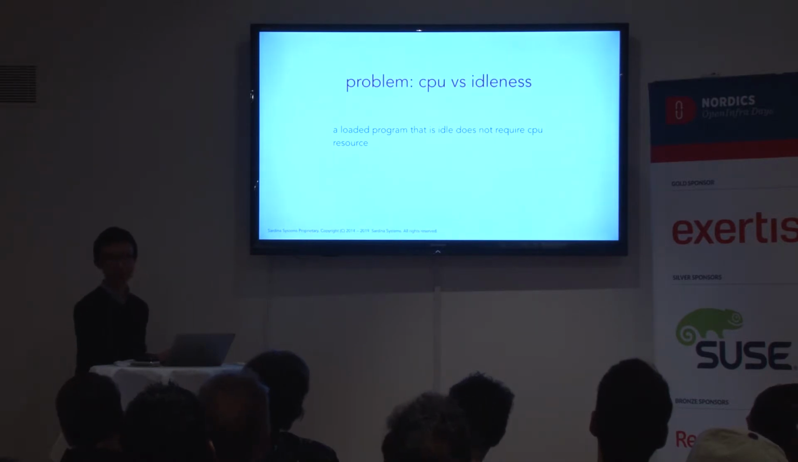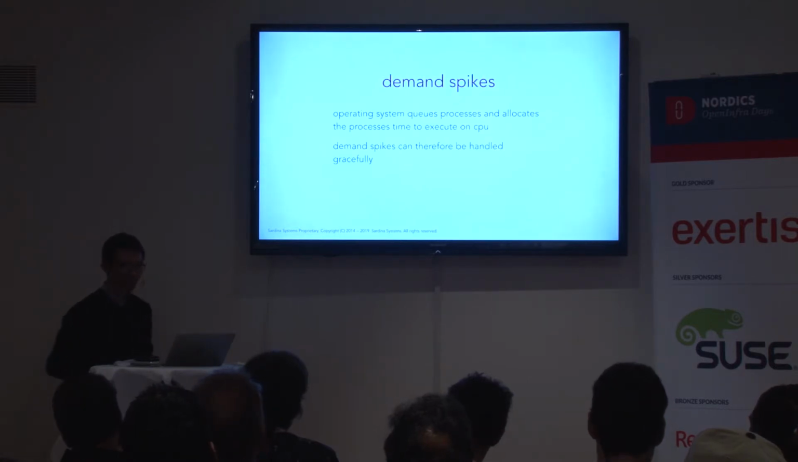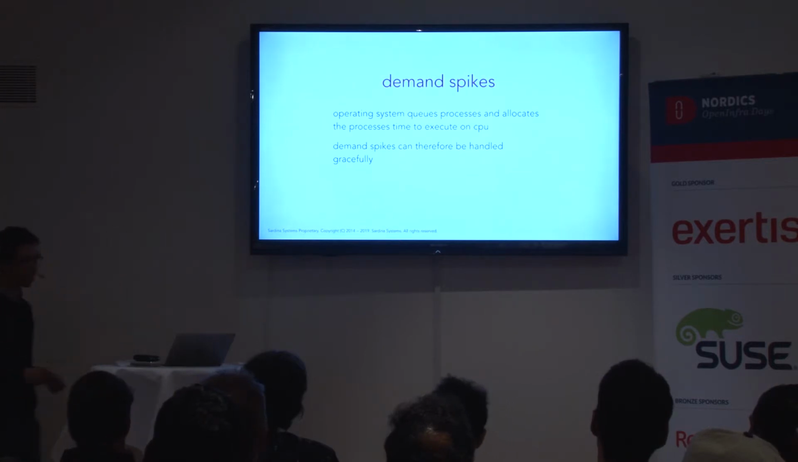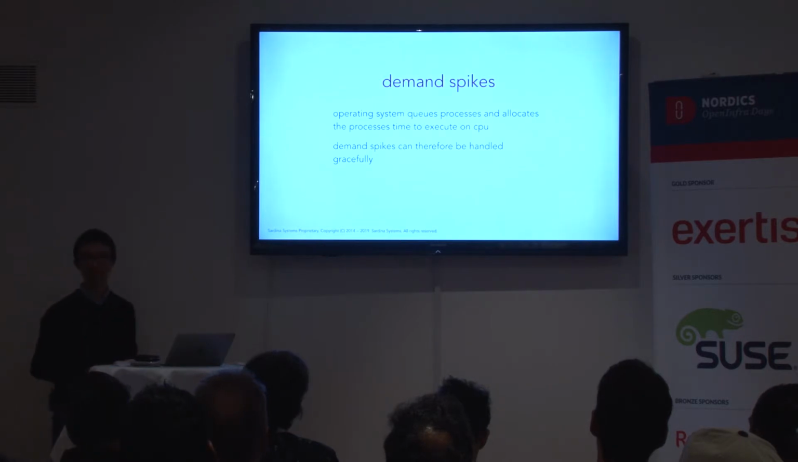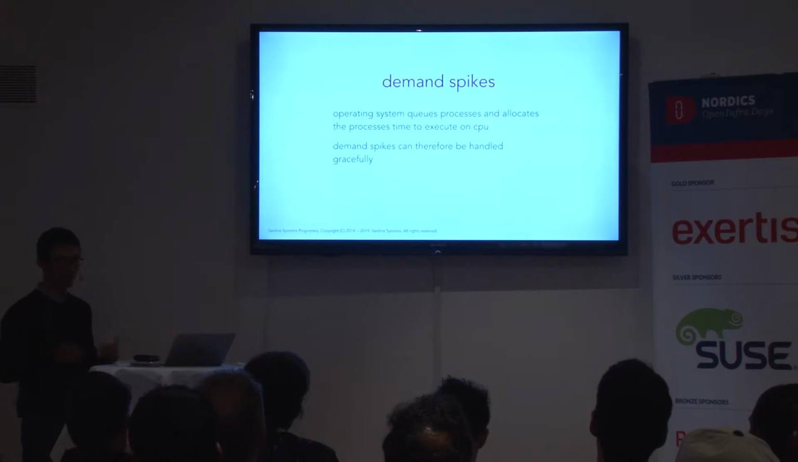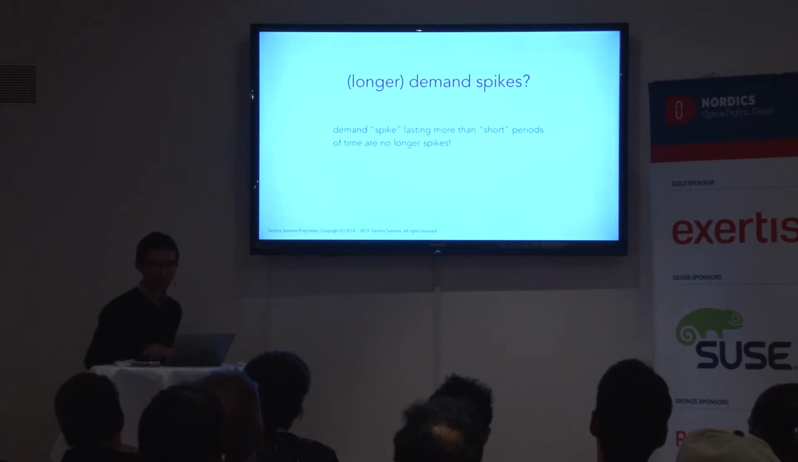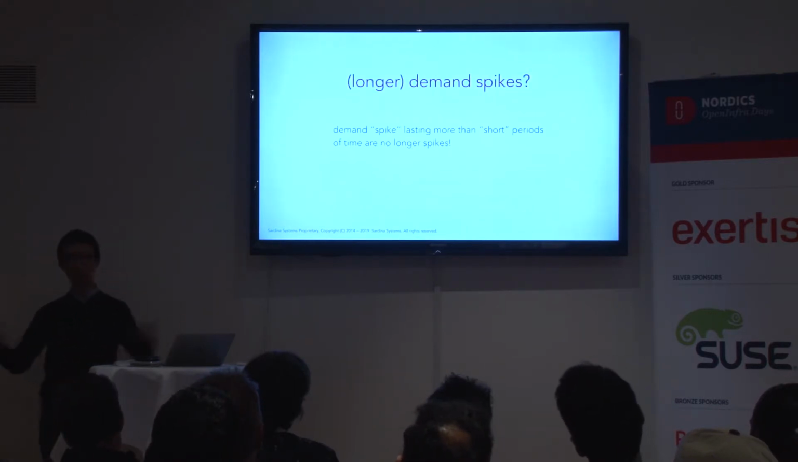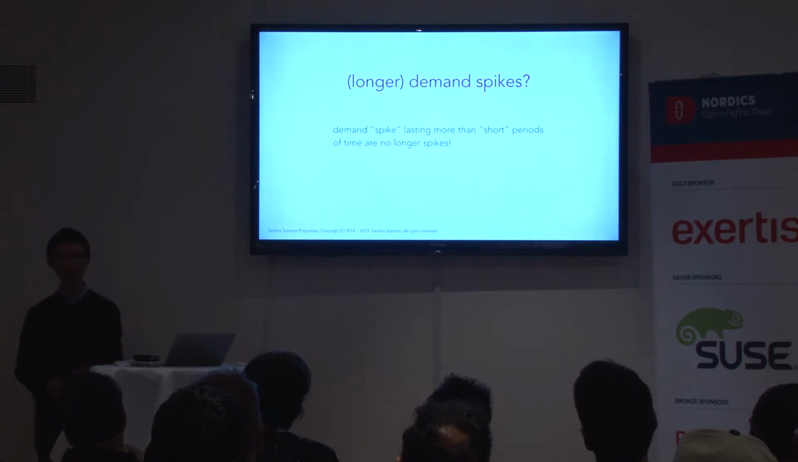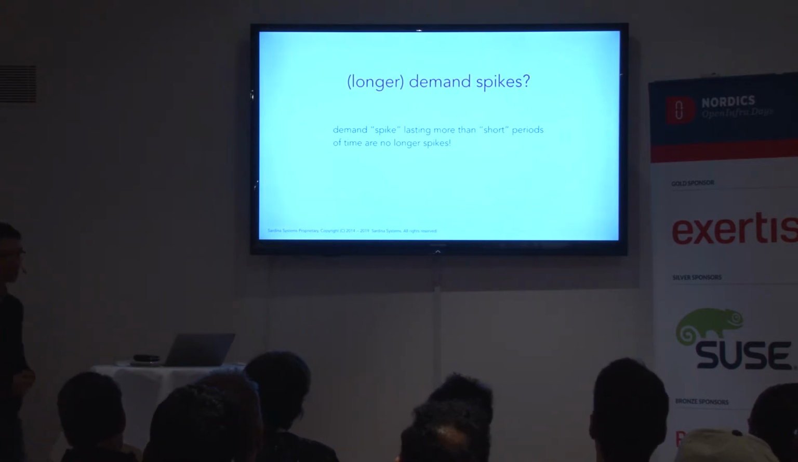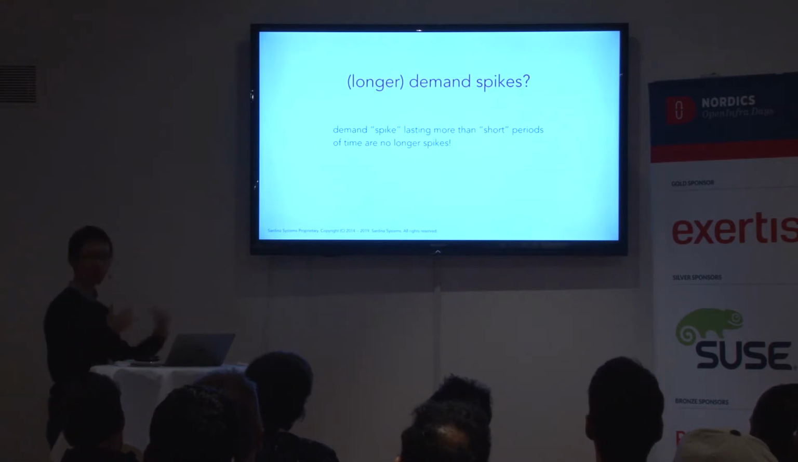So we're now seeing dumb ideas in resource management in cloud. Sometimes I get asked, but what about demand spikes? Yeah, so what? You've got demand spikes also on your laptops, don't you? What happens is that the OS queues the processor and allocates the process time, and it gets handled gracefully. But what about longer spikes? Yeah, longer spikes are not spikes. They are actually trends which you can then manage.